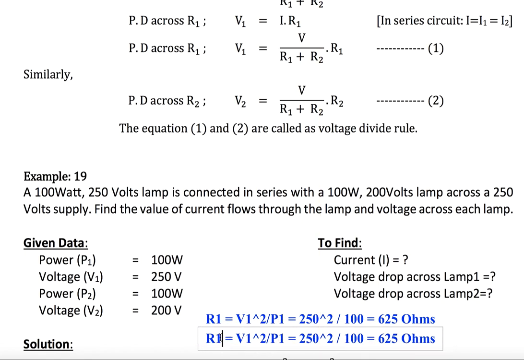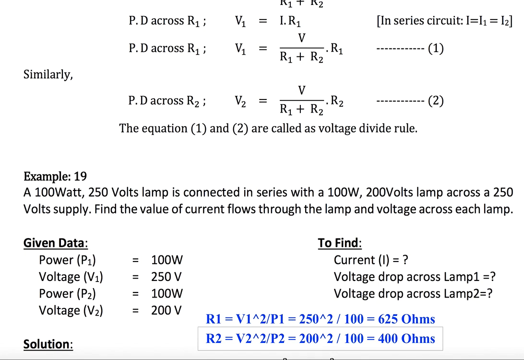R2 also, V2 square upon P2. What is V2? 200 square. What is P2? P2 is also 100. 100 will cancel out. This becomes 20 square. 20 square is 400. Okay, these two are the resistance values.